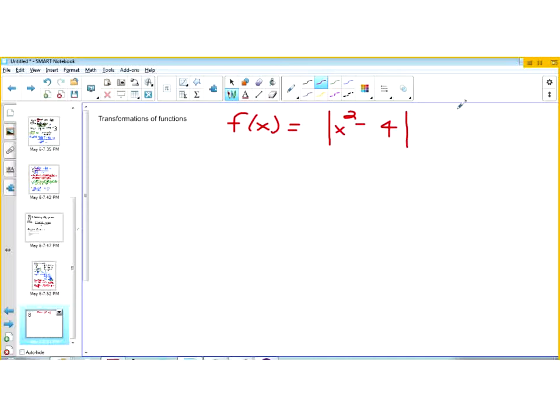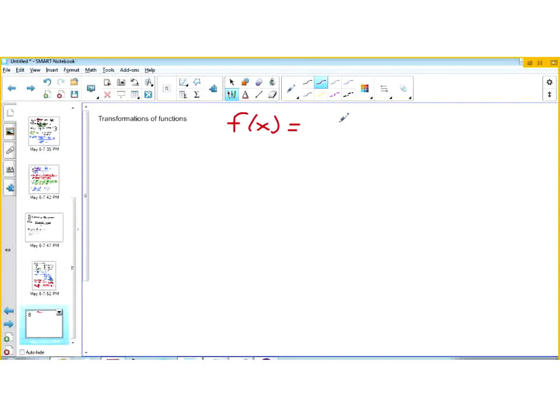Now, let's spice it up a little bit. How about we talk about the graph of the absolute value of this? Okay. Let me see. Is that the right problem I wanted to deal with? No, as a matter of fact, that's not the function I wanted to talk about. I wanted to make it point downward.